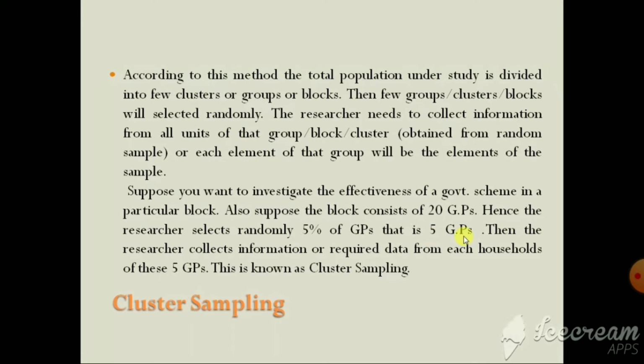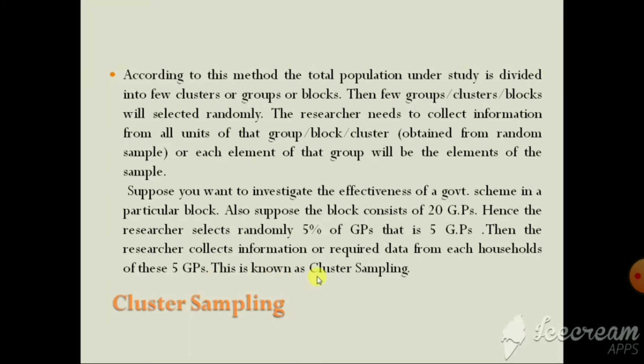5% means how much? 5% means, okay, that is not 25%. 25% of the gram panchayats, that is 5. Then the researcher collects information or required data from each household of these 5 gram panchayats. So this is known as cluster sampling.